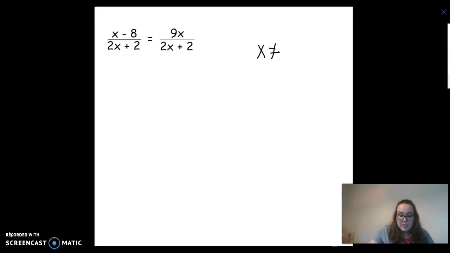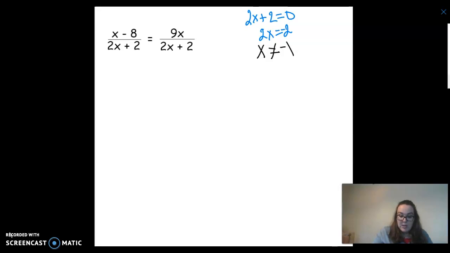So again, to find the value of what x cannot be, if I take the denominator, because they happen to both already be the same, and set it equal to 0, I want to know, well, 2x equals negative 2, so I cannot have a value of negative 1. So x cannot equal negative 1.